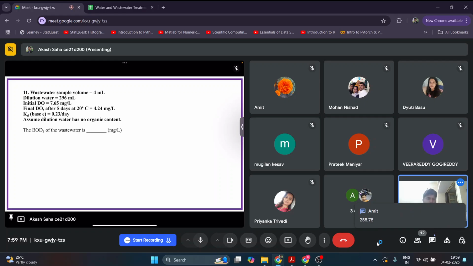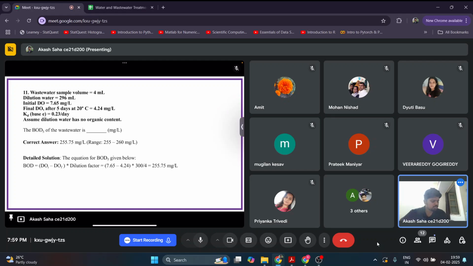Yes, Amit is absolutely right. It is 255.75 milligram per liter. Perfect. So I'll just show it on the screen how to do it. BOD is equal to DO initial minus DO final into the dilution factor. So how will the dilution factor be calculated? That is the total volume divided by the sample volume.